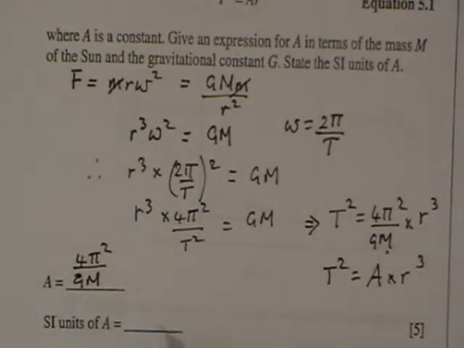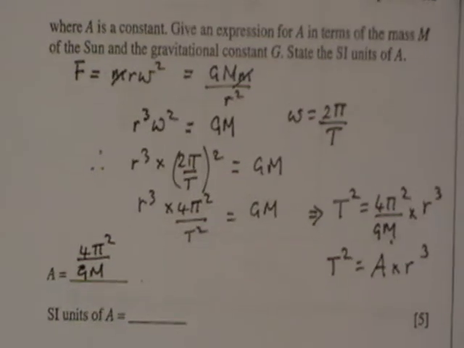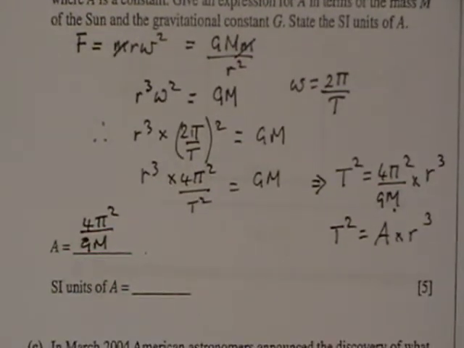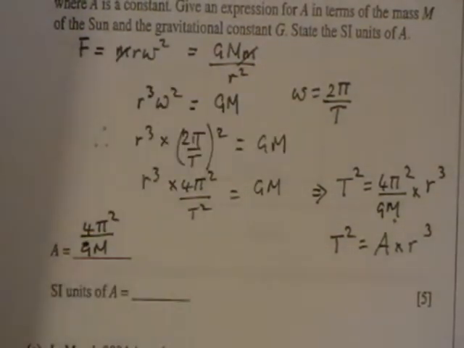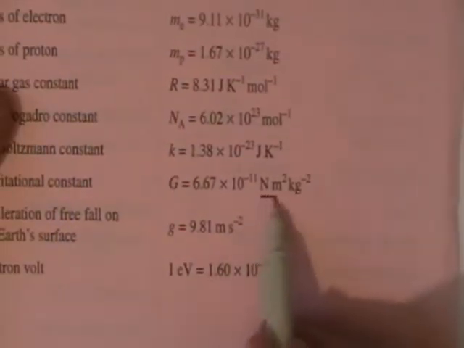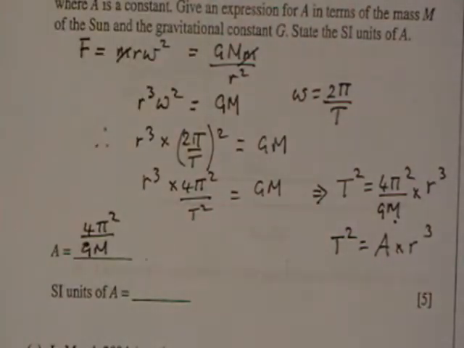The SI units then of A: in order to work out the SI units of A, we're going to have to do a little bit of work, because it's 4π squared on the top line and then GM on the bottom. Now G has units, and if we look at our formula sheet you'll find the units for that. The gravitational constant is newton meter squared kilograms to the minus 2.